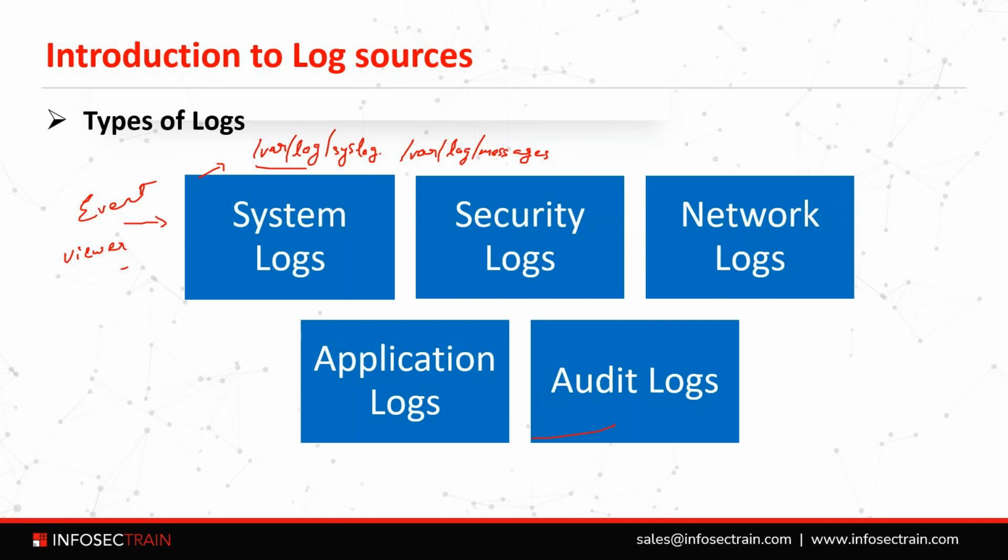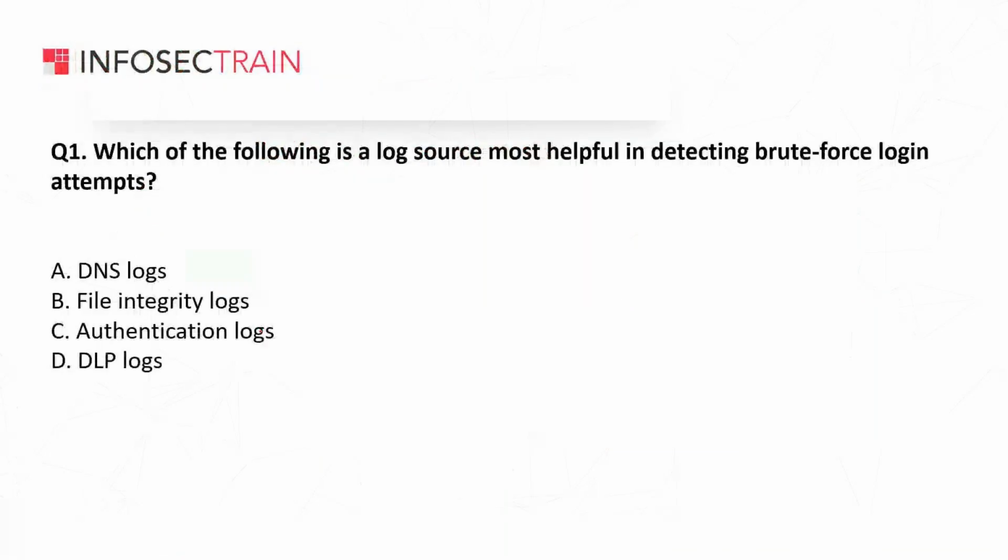Okay, quick bits. Anyone who could try to answer these questions? Which of the following log sources is most helpful in detecting brute force login attempts? Brute force is a password-based attack. In short, authentication logs. Correct. When we talk about brute force login attempts, they dropped the hint with login: it means someone is trying to authenticate. Authentication logs will have those login attempts, successful or failed, usernames, timestamps, source IP addresses, and everything.